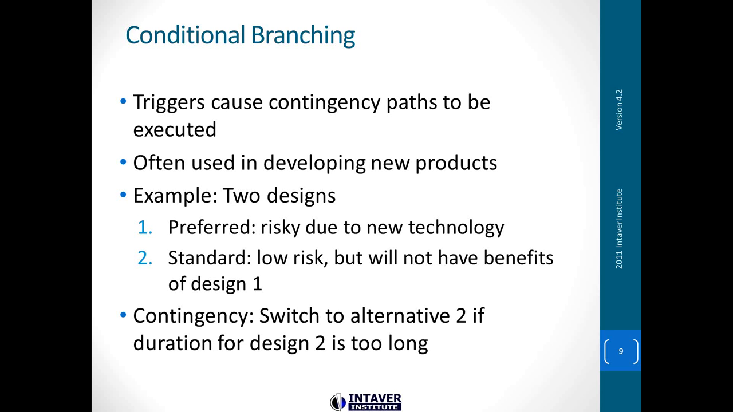or it's going to make your clients happier. The contingency is that you will have a secondary fallback position where you're going to use a more standard design with off-the-shelf technology, and we know that we can get that done in time. And if we don't meet a certain condition, we're going to switch to this fallback position. So the contingency we have is we're going to switch to alternative 2 if duration for design 2 is too long.